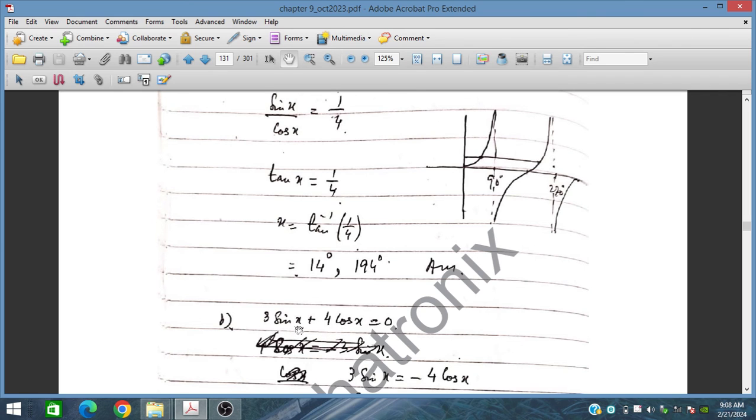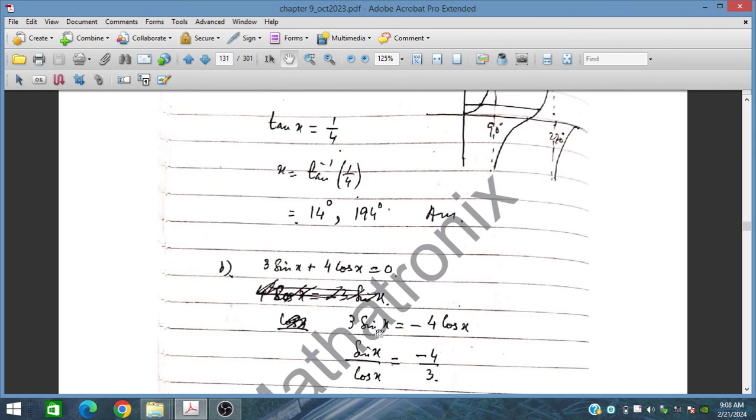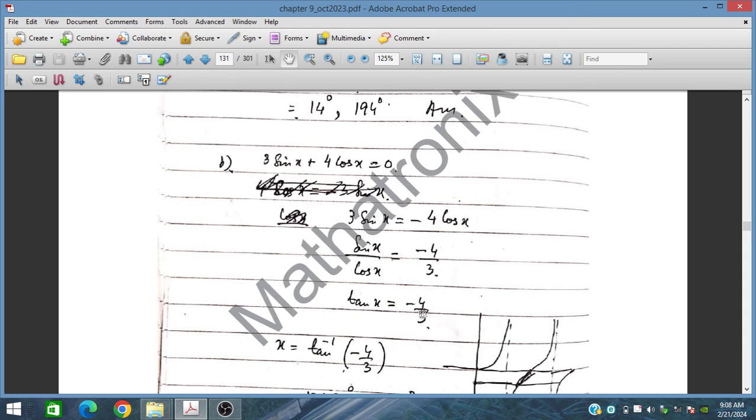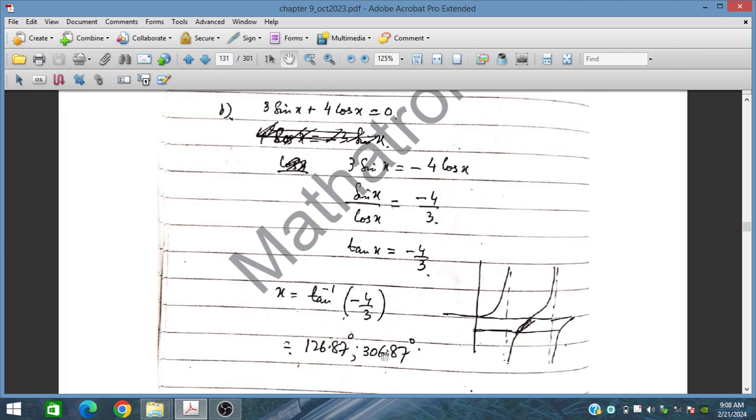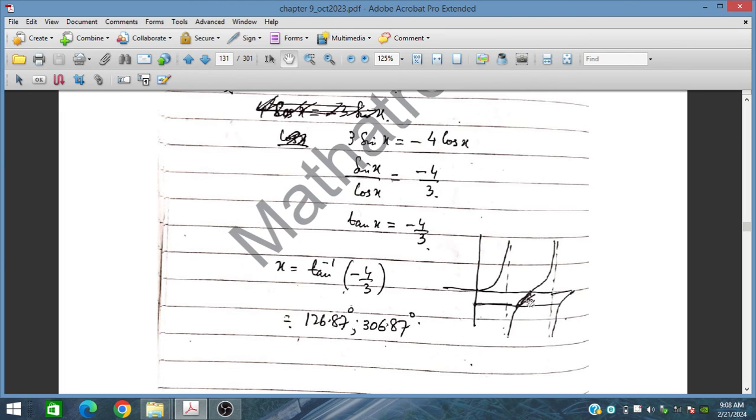Second, 3 sin x plus 4 cos x is equal to 0. So 3 sin x is equal to minus 4 cos x. Sin x upon cos x is minus 4 upon 3. And this is in the second and fourth quadrant. So second quadrant and fourth quadrant. On the second quadrant, we just add 180 degrees to this value. We obtain this.